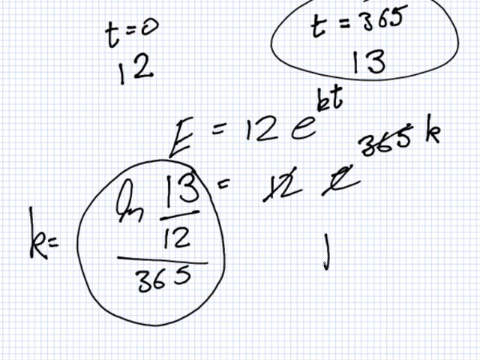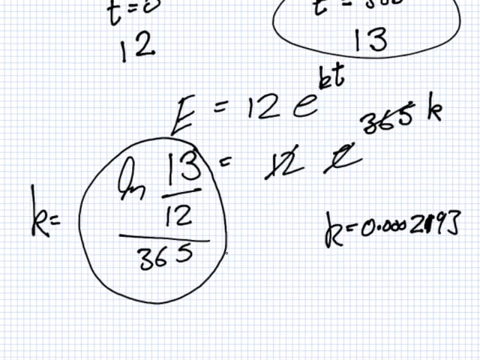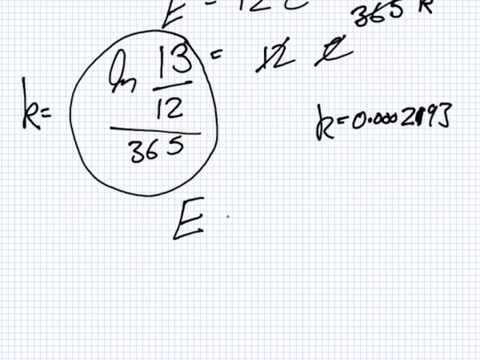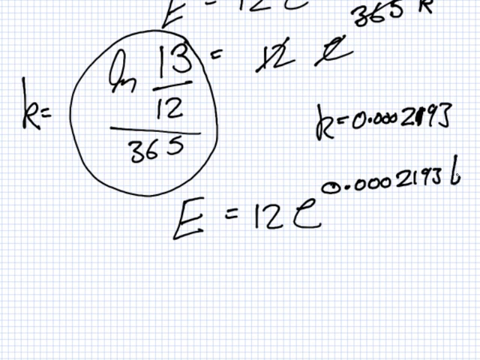So what did you get for K? 0.00022193. So the energy in the town is 12e to the power of 0.00022193 T. Do you all get that? Yeah, roughly that.